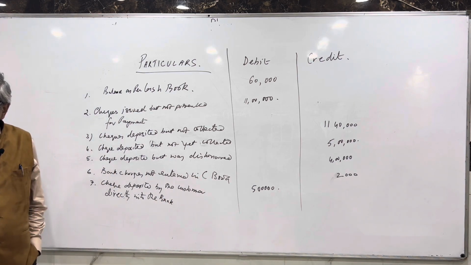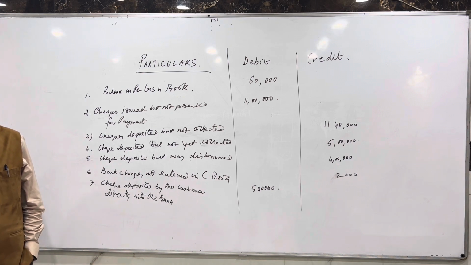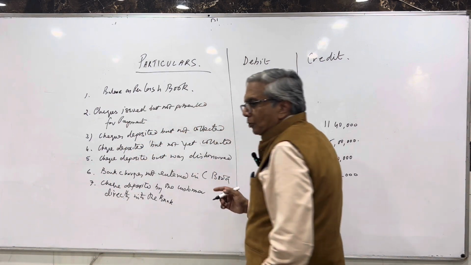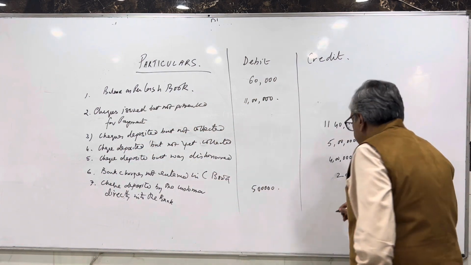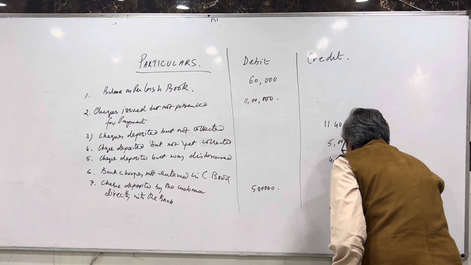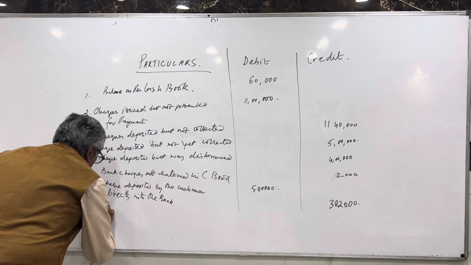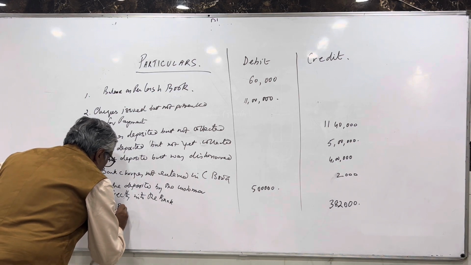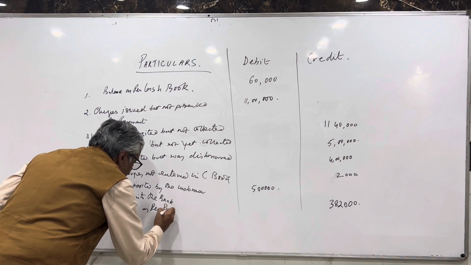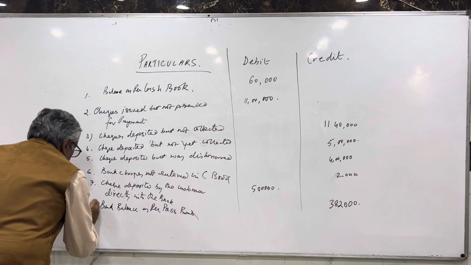Bank passbook showed a credit balance of 3,82,000 on 31st December 2019. ठीक है. Now, bank passbook shows how much? 3,82,000. ठीक है. अब मैंने यहाँ पे ये आंसर है, तो मैं लिख रहा हूं बैंक बैलेंस एज पर पासबुक. ठीक है. दिस इज माय आंसर.